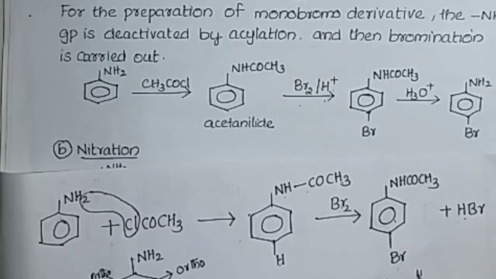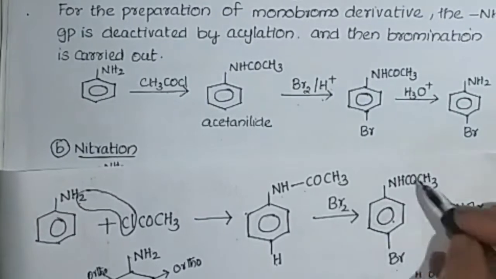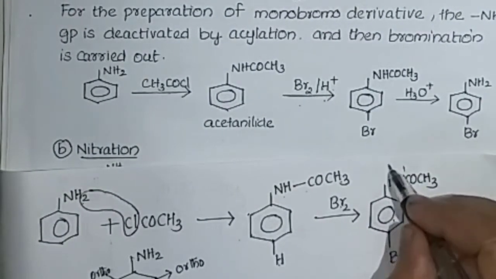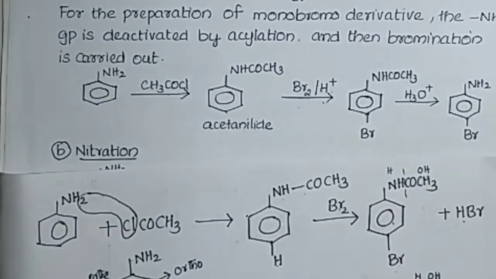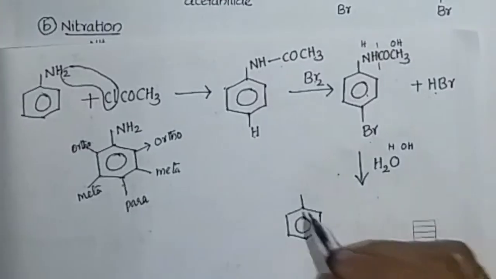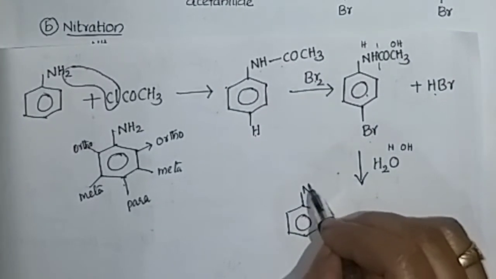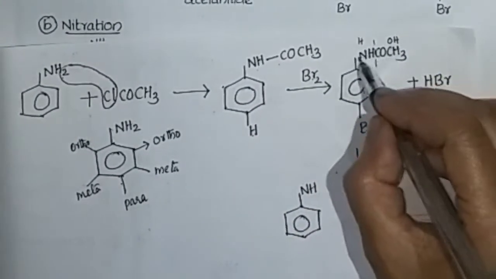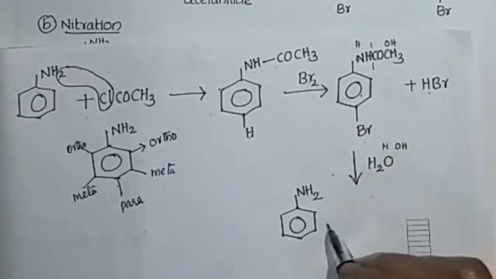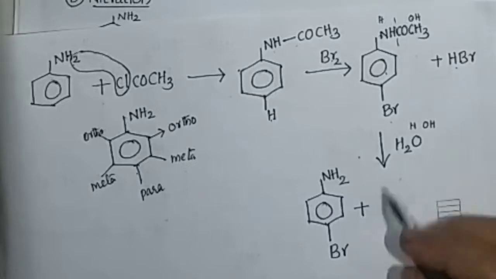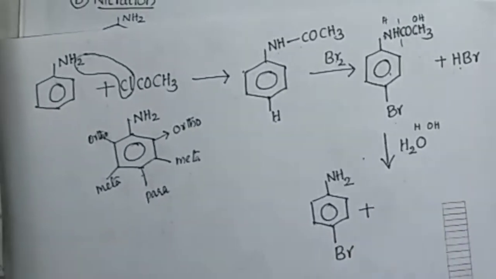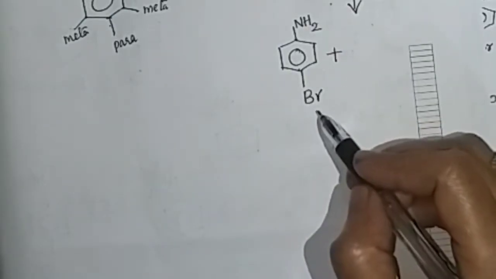Then it undergoes hydrolysis. Hydrolysis means water consists of H and OH. Then the bond breaks, and H is added here and OH is added here. Then we get the product. The major product is a benzene ring with NH2, and in the para position bromine is attached. Now we get a mono-substituted product, para-bromoaniline or 4-bromoaniline.